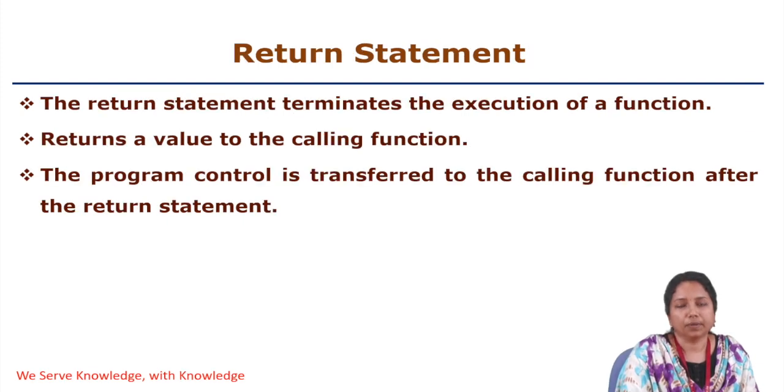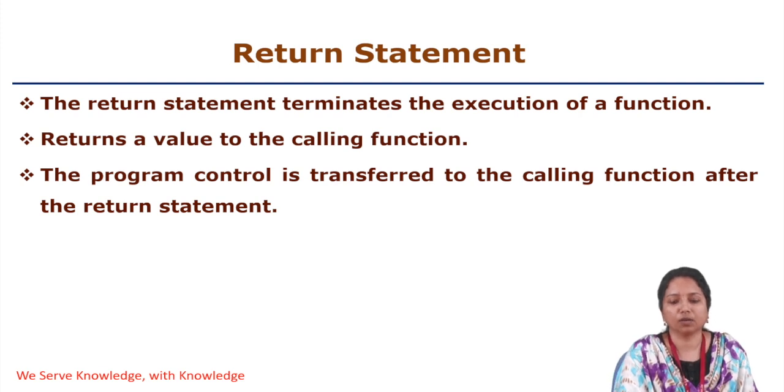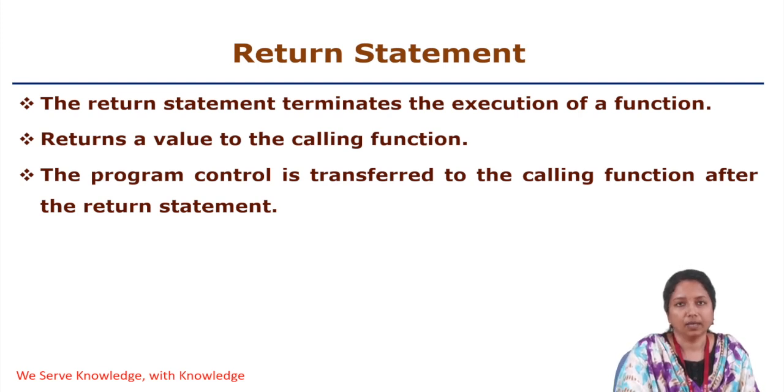So next important part is return statement. Inside a function, most of the time we will be using a return statement. Return statement is actually used for terminating the execution of the function, and it will be returning a value to the calling function. The program control is transferred to the calling function after the return statement. The return statement is not a mandatory thing, but if we are using it, we have to return a value. If the return statement is not present in your code, when the control sees a closing bracket, it will transfer the control back to the calling function.